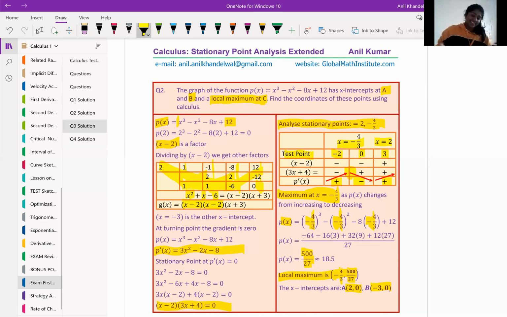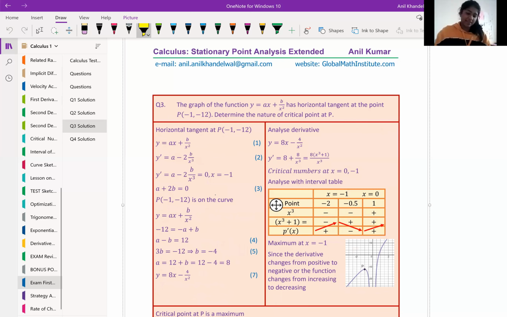Let's see question number 3 now. What is your answer? Can you just read the question quickly and tell me what we were trying to figure out and what answer you got? So the graph of the function y equals (ax plus b) over x squared has a horizontal tangent at the point (-1, -12). Determine the nature of the critical point at P.